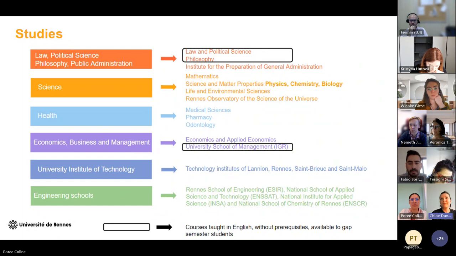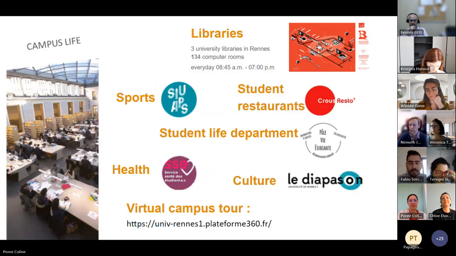For students who have B1, B2 proficiency level in French, then many other courses, of course, are offered to you in French. And then those are the usual student services, let's say, that all our universities offer to the students, such as libraries, sports, restaurants, student organizations, health services, many cultural events as well. And there is a link here where you can discover the campus with a 360 platform.